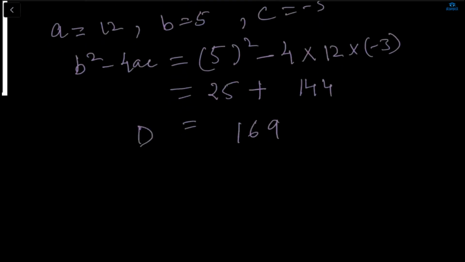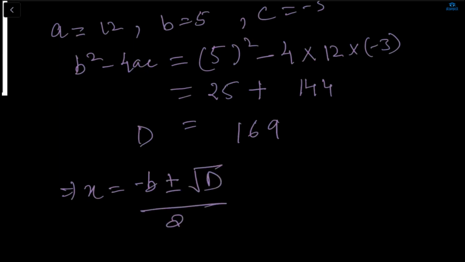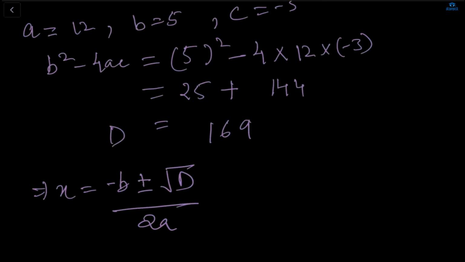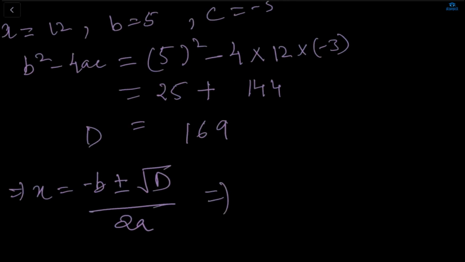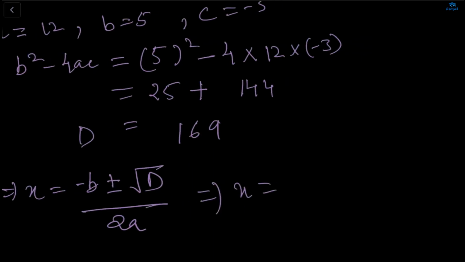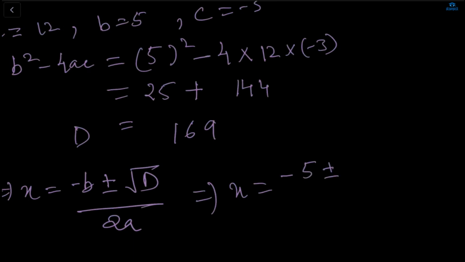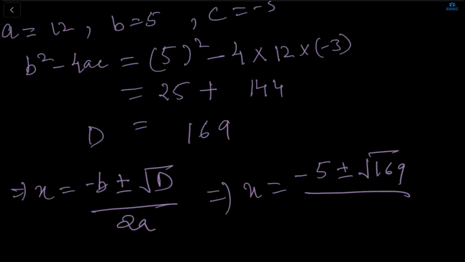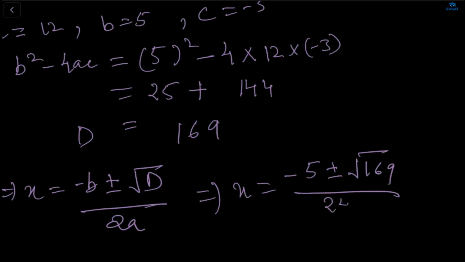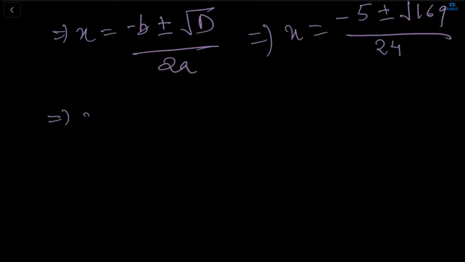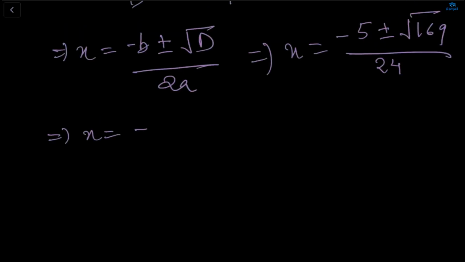Now the x value will be equal to minus b plus minus root D upon 2a. If we put in the values, x is equal to minus b, meaning minus 5, plus minus root 169, upon 2a. The value of a is 12, that means 24. Now see here, x will be minus 5 plus minus root 169, and root 169 is 13.